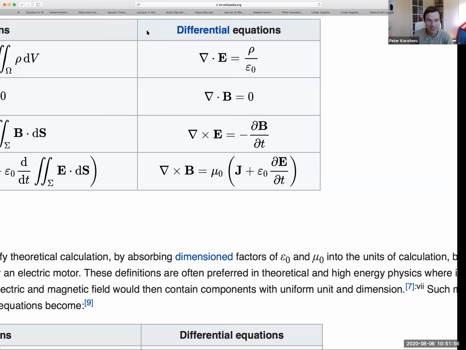I can annotate here. Okay, so that is related to this integral that we had before. It's the integral over space of divergence E, right, is equal to... it's actually written here, right?